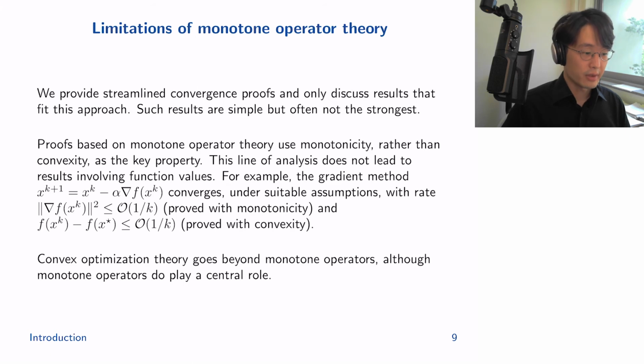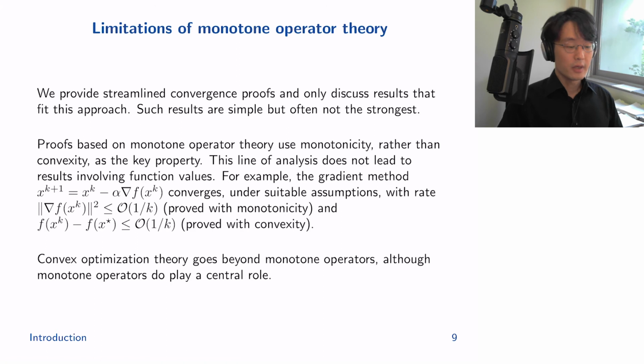So throughout these lectures and also in the book, we'll primarily focus on algorithm and analysis using monotone operator theory. And again, this will provide us with a streamlined approach for establishing convergence proofs. And in our lectures, in our book, we will consider results that fit this approach. And when certain results don't fit, we may discuss them, but we will not prove them. Now, these types of results that rely on monotonicity are often simple, or at least that's what we argue, but they are often not the strongest results. That's because proofs based on monotone operator theory rely crucially on the monotonicity property rather than convexity as the key property. And this line of analysis doesn't lead to results involving function values.